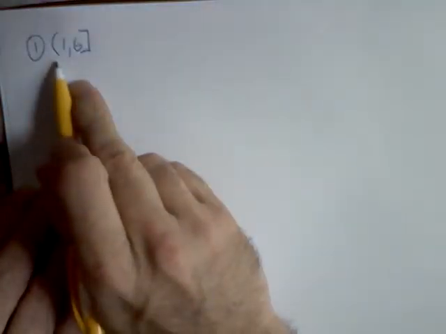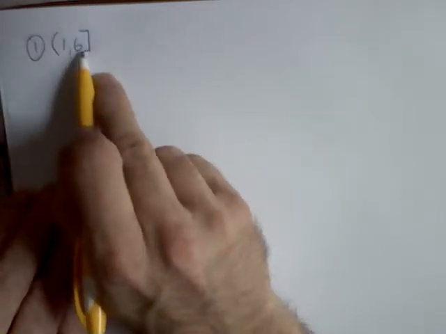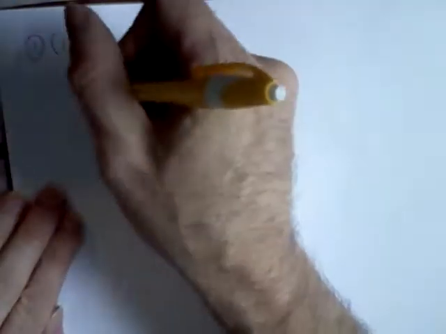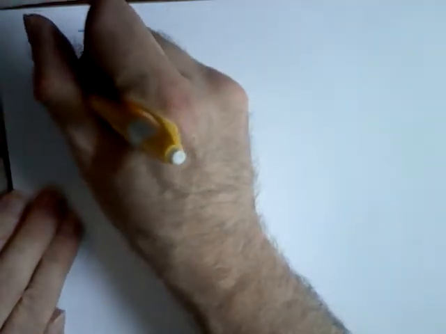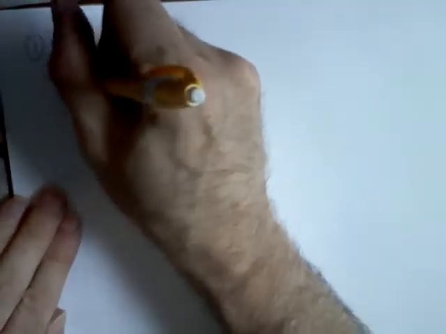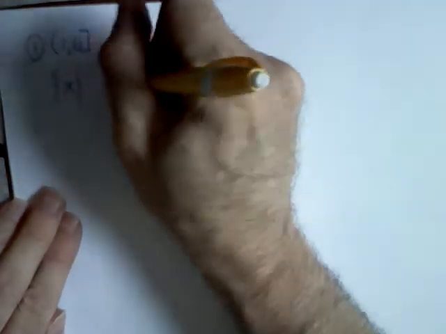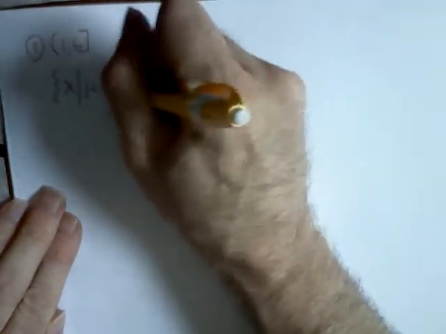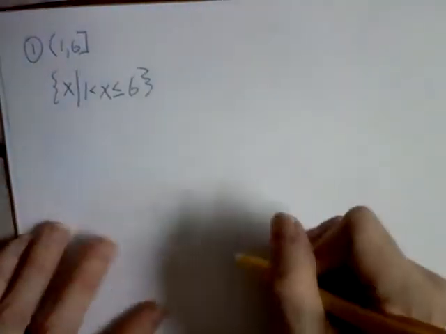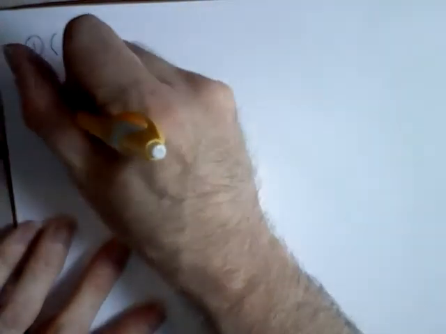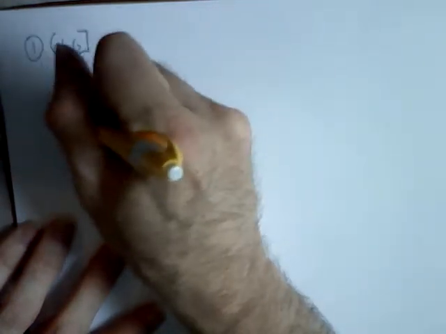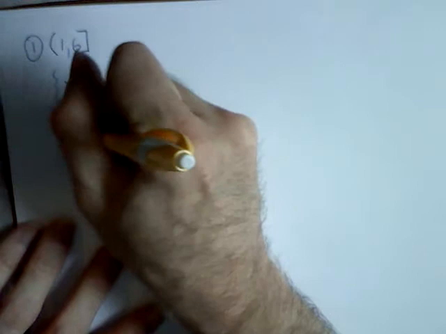Okay, so number one, they give you interval notation. So all numbers between 1 and 6, not including 1. So open parentheses mean don't include. Closed parentheses means include. Okay. We'll rewrite it in set builder notation. So this is the set of all x such that x is greater than 1 but less than or equal to 6.